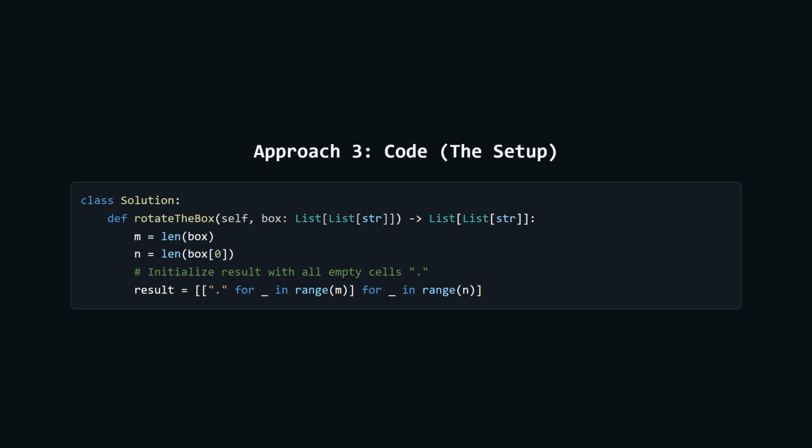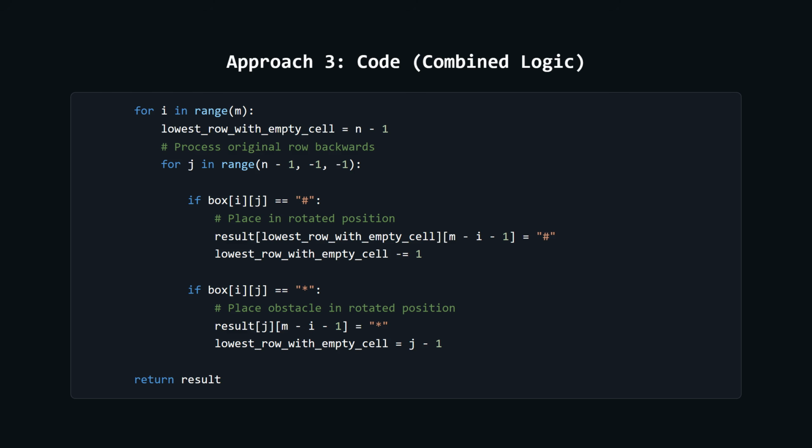Here is the code for the combined approach. First, we create our result grid, but this time we initialize the whole thing with empty space periods. This saves us from having to fill them in later when stones move. Then, we scan the original box. For each row, we go backwards.